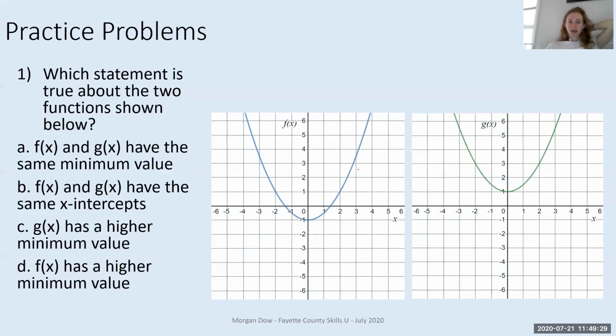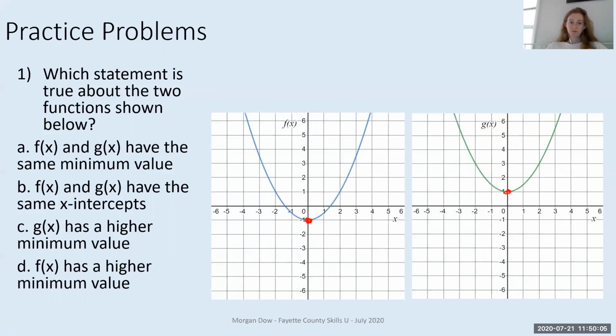I noticed that f of x seems to go down lower than g of x. So f of x is crossing the y-axis. It has this minimum value of -1. So its minimum value also happens to be its y-intercept here. G of x has a minimum value of 1. It has a y-intercept. It crosses the y-axis at 1. So even though they are a similar shape, a similar type of function, they have different y-intercepts / minimum values here.